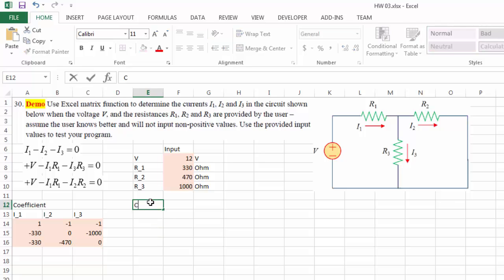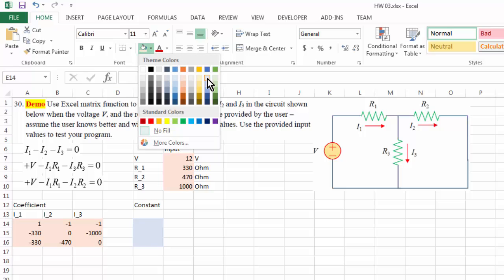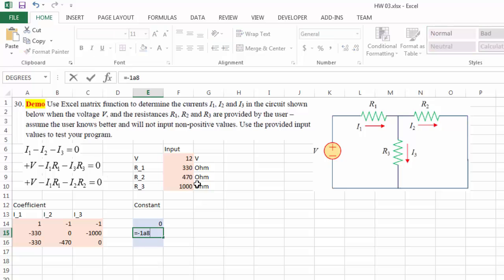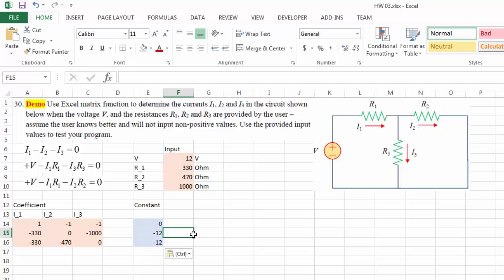And over here, let me set up my constant matrix, which contains the constants from my 3 equations. Remember, you need to rewrite the constants to the right hand side of your equations. So from my first equation, the constant is 0. From my second equation, I need to rewrite this V to the right hand side. So when I move this V from left hand side to right hand side, that becomes -1 times V right here. And same thing for the third equation.